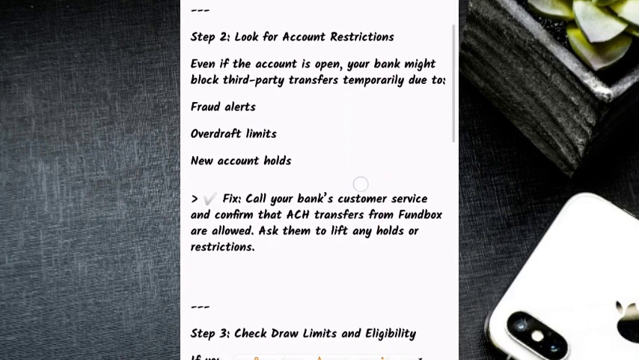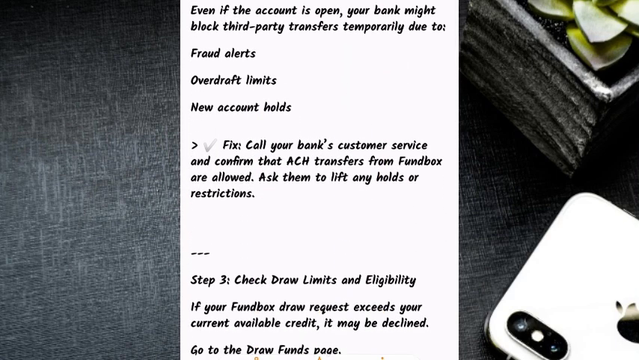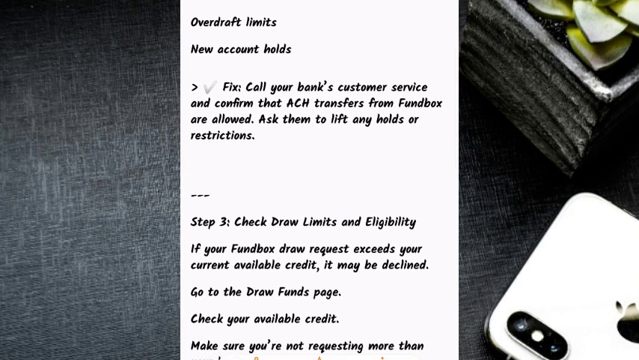Step 2, look for account restrictions. Now, even if the account is open, your bank might block third-party transfers temporarily, either due to fraud alerts, overdraft limits, or new account holds. To fix this, all you gotta do is call your bank's customer service and confirm that ACH transfers from Fundbox are allowed. Ask them to lift any holds or restrictions.